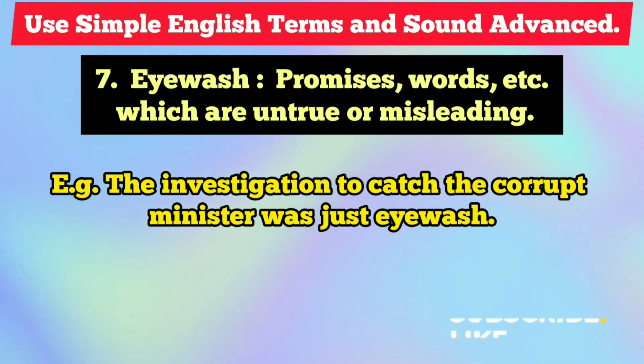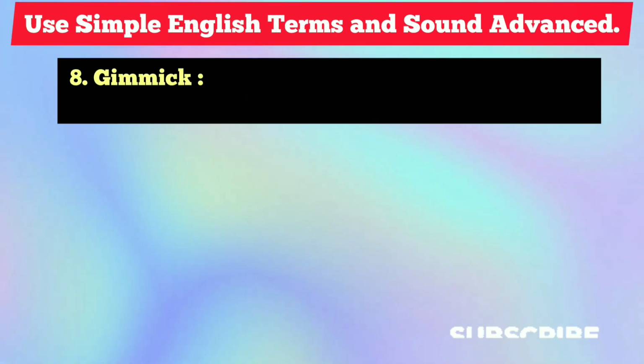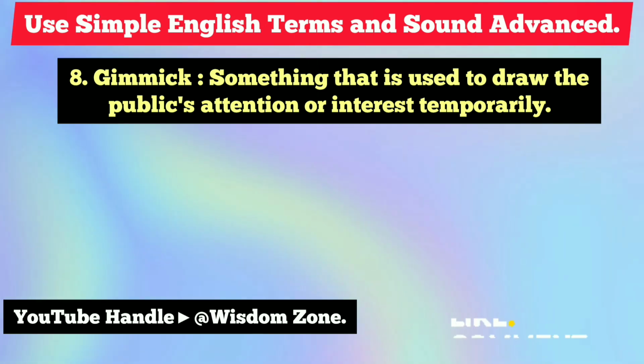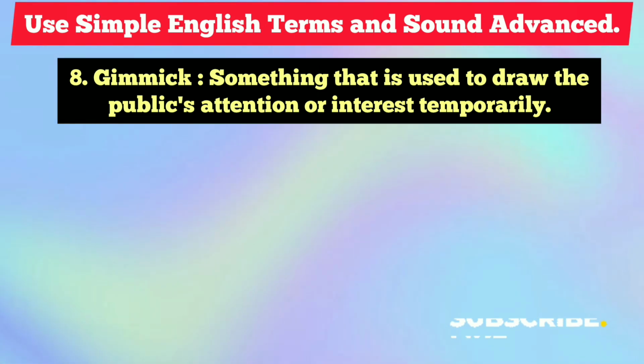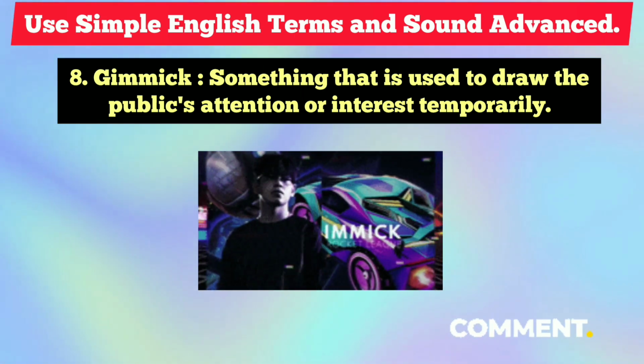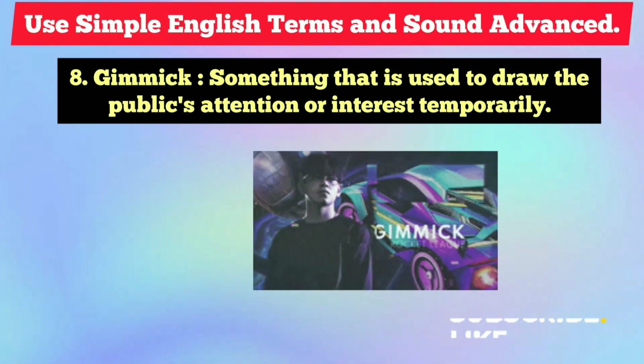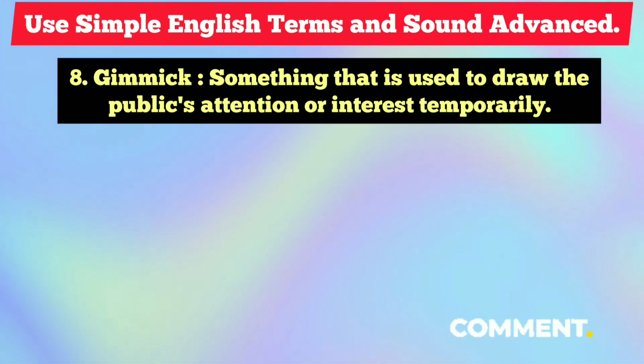So friends, up next we will turn our attention to the last word. Last simple word to sound quite advanced is gimmick. Let me repeat once again, gimmick. It's a very easy term, but let me tell you, you can use it to sound quite advanced. It means something that is used to draw the public's attention or interest temporarily, and maybe that is not true and something not very serious. So that's called gimmick. So let me show you two examples.